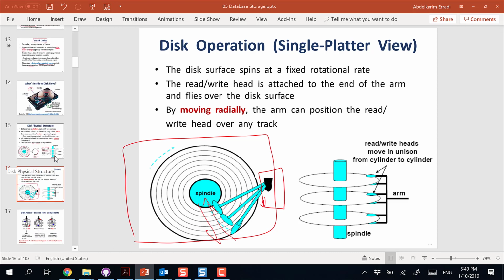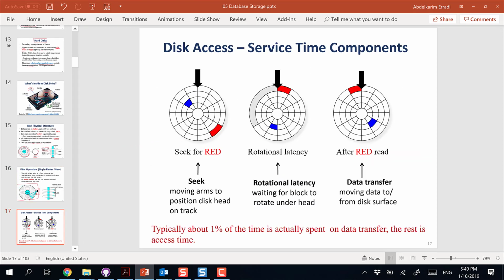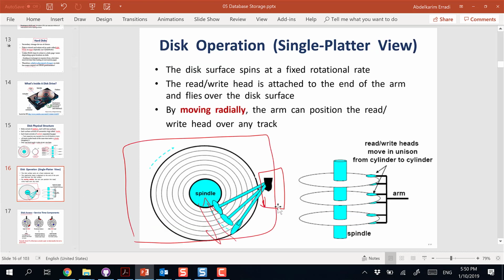Okay, now when we want to read or write to a disk, the time it takes can be divided into 3 parts. The time it takes to read a particular block on disk is made up of 3 components. The first component is called the seek time. The seek time is moving the arm to position the disk head on the track. So the movement of the arm on top of the track is the seek time.